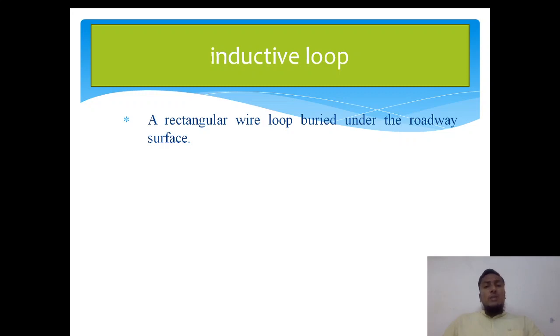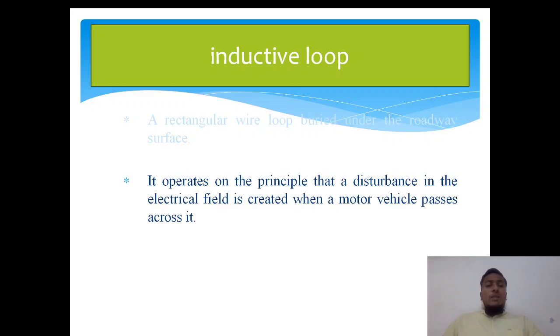So the second one is the inductive loop. Inductive loop is also a road detector in which you have to bury a rectangular wire loop under the roadway surface. It operates on the principle that a disturbance in the electric field is created when a motor vehicle passes across it. That means wire loop के ऊपर से जैसे ही व्हीकल पास होगी you will see the disturbance in the electric field, and by using that principle you can easily calculate the speed of that vehicle.